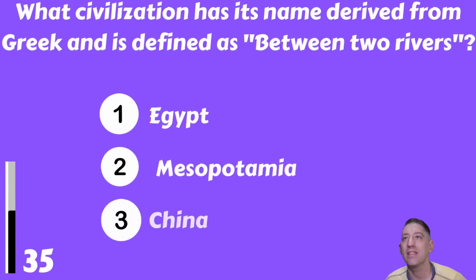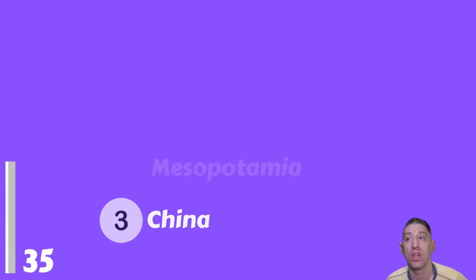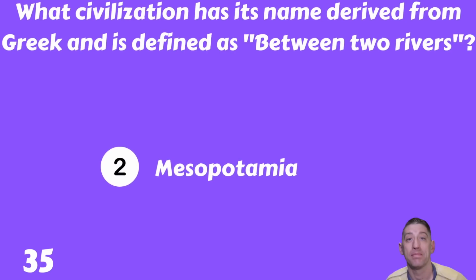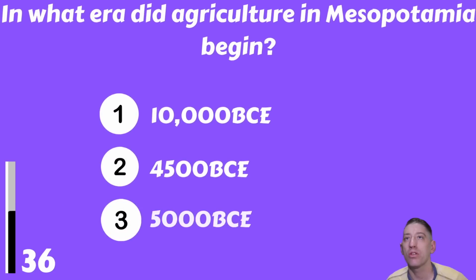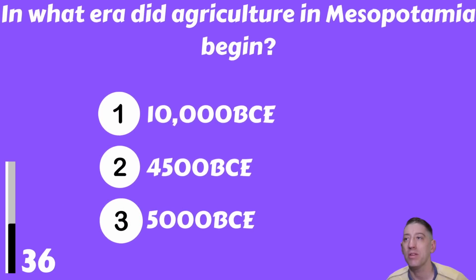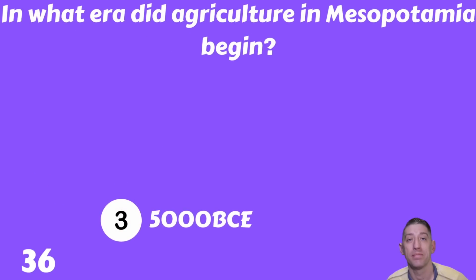What civilization has its name derived from Greek and is defined as between two rivers, Egypt, Mesopotamia, or China? Mesopotamia. In what era did agriculture in Mesopotamia begin? 10,000 BCE, 4,500 BCE, or 5,000 BCE? BCE.